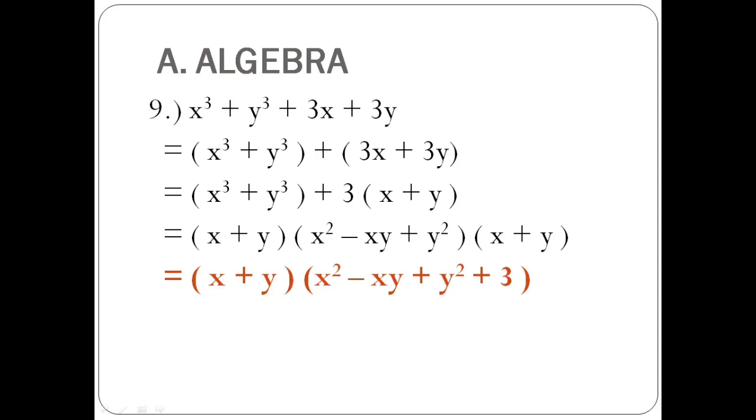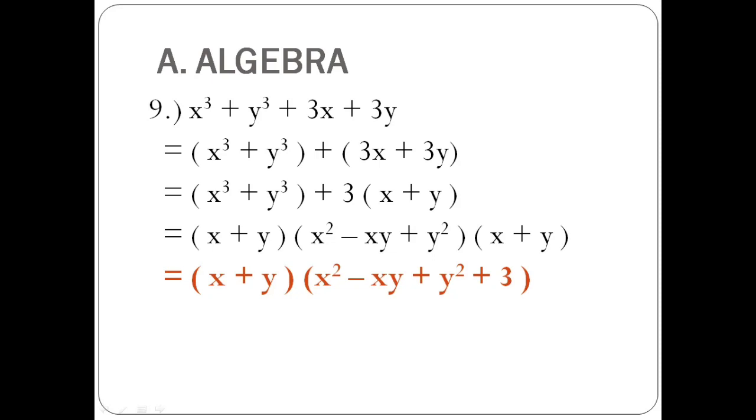Number 9 given is x cubed plus y cubed plus 3x plus 3y. First, you're going to group them into binomials, the x cubed and the y cubed, the 3x and the 3y. Next, we're going to factor them out.